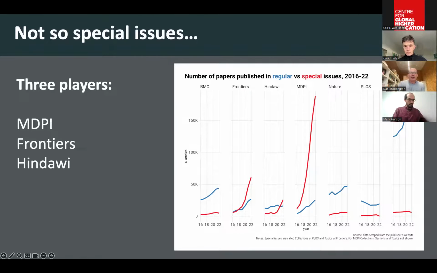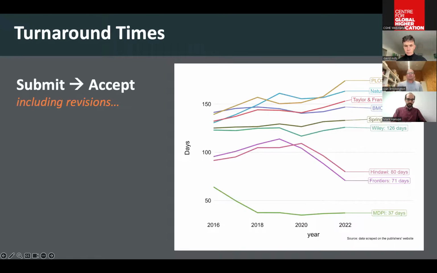We also looked at turnaround time. This is the data we get from the web scraping. And here we can see, I would say, three groups. You've got the top six publishers, top six as in appearing on your screen, with turnaround times of around four months to six months. You have Hindawi and Frontiers declining to less than three months, and you have MDPI just over a month, and been just over a month for several years.